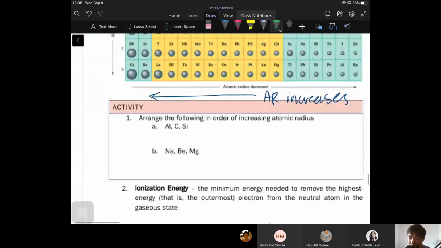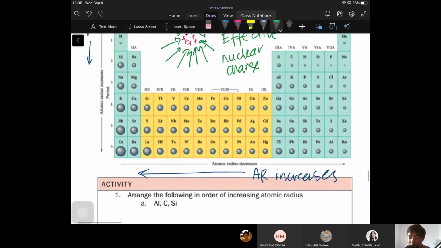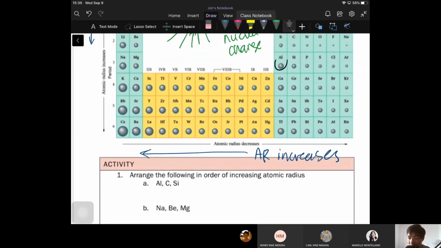Okay, so let's try this. Arrange the following in order of increasing atomic radius: aluminum, carbon, silicon. You can use your mic. I'll go first. I am going to arrange the three elements in terms of increasing atomic radius. The technique: first check who is lowest in the periodic table. Remember, the lower you go in the periodic table, the bigger your atom is. Compared to carbon, silicon and aluminum will be bigger. So aluminum and silicon are bigger than carbon, which makes carbon the smallest.